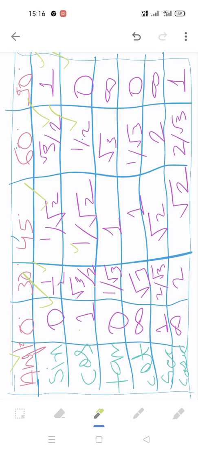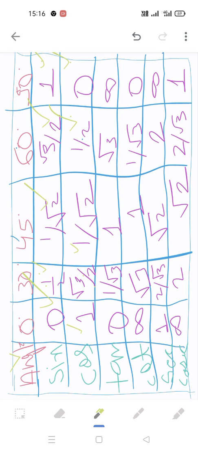Okay, you have to keep 1 in the first column, root 3 upon 2 in the second column, 1 upon root 2 in the third column, 1 upon 2 in the fourth column, and 0 in the last. Opposite of sine will be your cos. Okay, now next is very interesting.